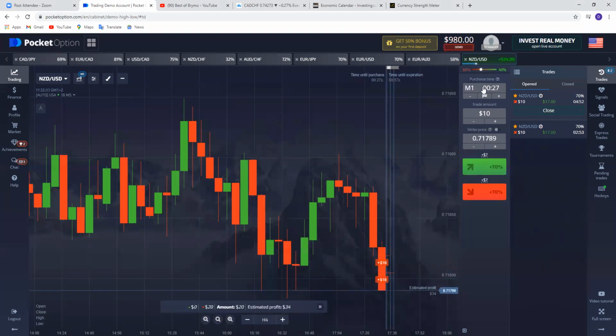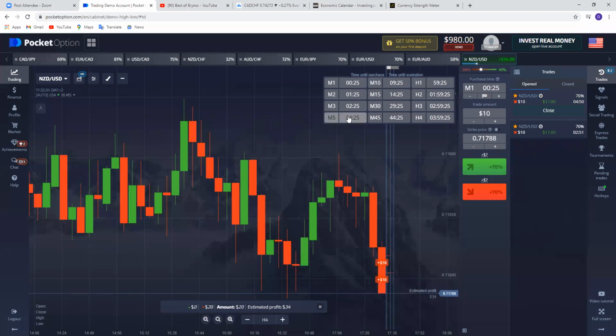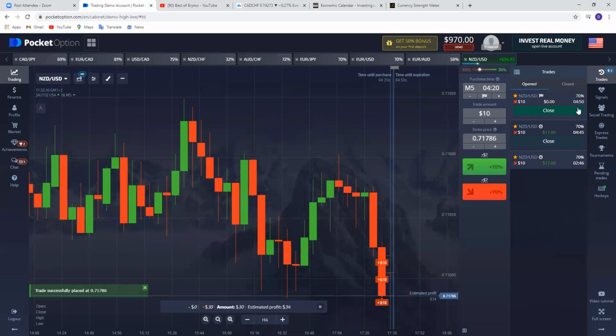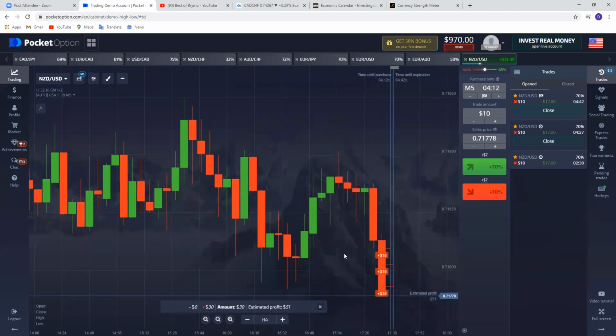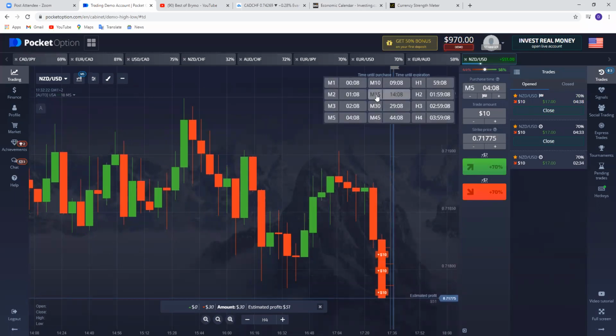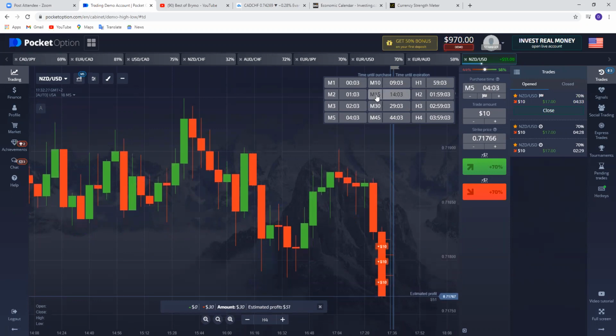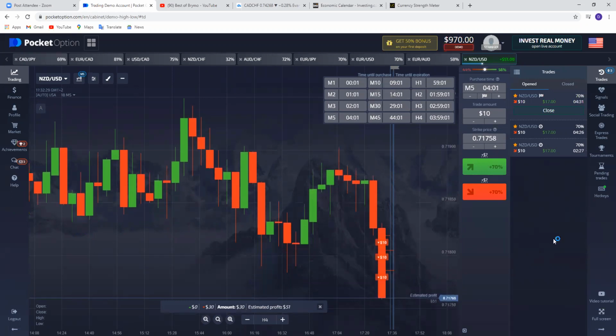Let me change it to this one. Let's put it on 5 minutes. If I click on sell, you see it started at 04:48. It just jumps to the exact market time. So that is the difference. Sometimes you can choose this and it's going to give you 5 minutes plus, 4 minutes plus. So just wanted to put that out there so you guys know.